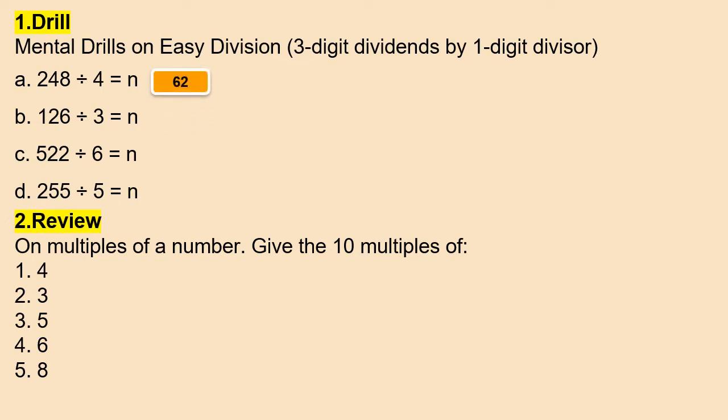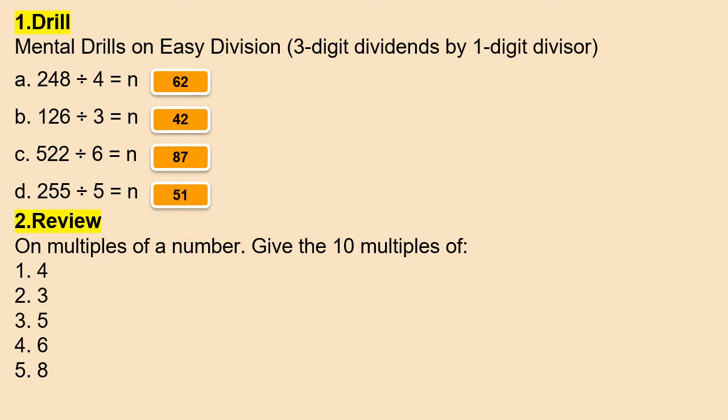Yes, you're correct, 62. And letter B, 126 divided by 3 is equals to, what's your answer? Okay, that's correct. 42. And letter C, 522 divided by 6. What's your answer? Yes, that's correct. 87. And last in our drill, letter D, 255 divided by 5 is equals to, yes, 51.